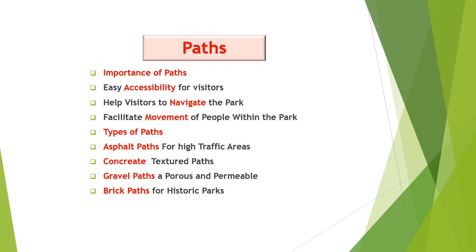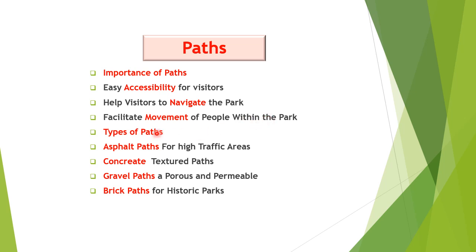Now, an important thing is the navigation. You have to navigate in a park. You need to have paths. You cannot every time go trespassing or trampling the green area. So you have to have paths. What is the importance of the paths? First of all, it's easy accessibility for visitors. It helps visitors navigate the park, because you cannot every time use the green area. It facilitates movement of people within the park.